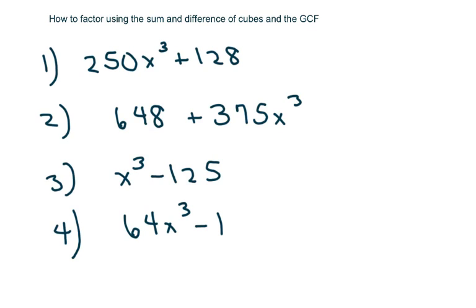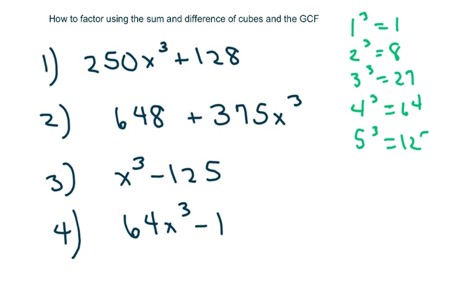Hi everyone, we're going to factor using the sum and difference of cubes and the greatest common factor. The main thing you need to know is what your cubes are. So you need to know what 1 cubed is, 1, 2 cubed is 8, 3 cubed is 27, 4 cubed is 64, 5 cubed is 125, especially if you don't get to use a calculator. And then you have 6 cubed is 216. And mainly you need to know that.